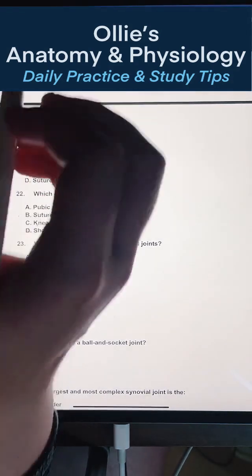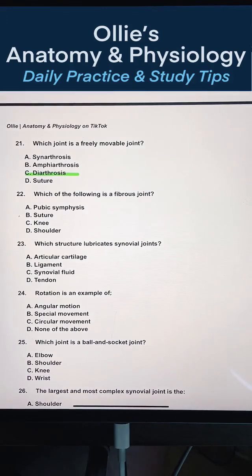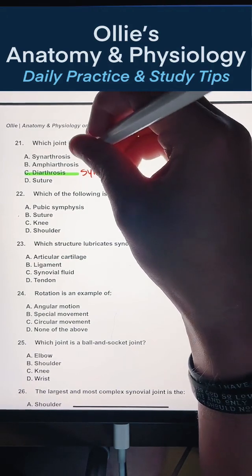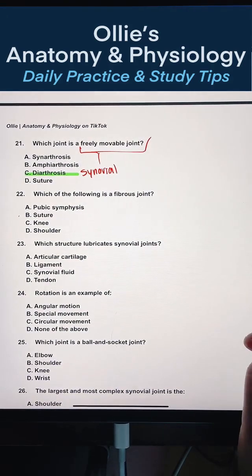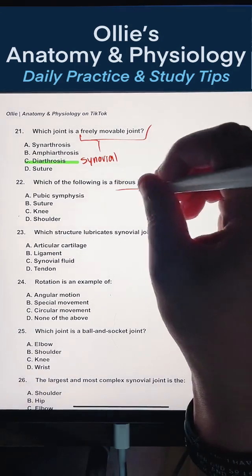Number 21 is C. Osteoarthrosis. So those are synovial. Synovial joints are freely movable joints. Number 22, which of the following is a fibrous joint?